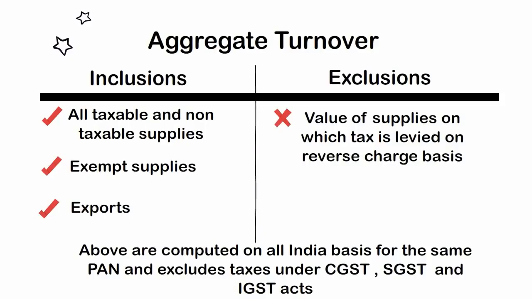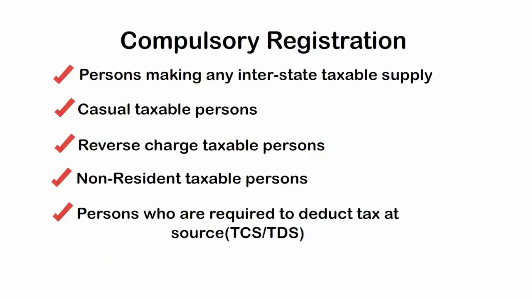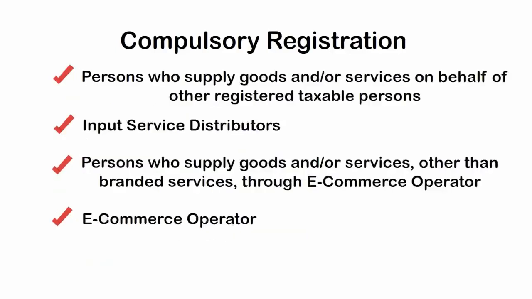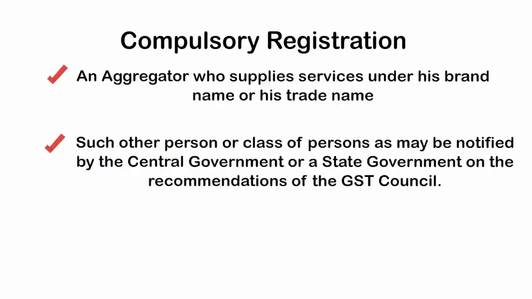So what exactly is aggregate turnover? It is the total value of all taxable supplies, non-taxable supplies, exempt supplies and exports. However, it does not include those supplies on which tax is levied on a reverse charge basis. Also, the following categories of taxpayers have to compulsorily register irrespective of threshold.